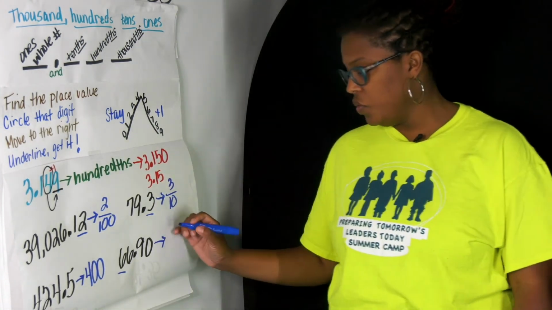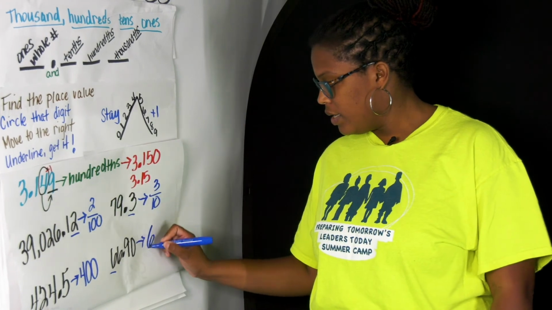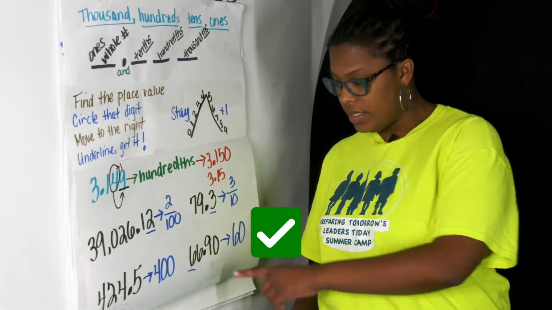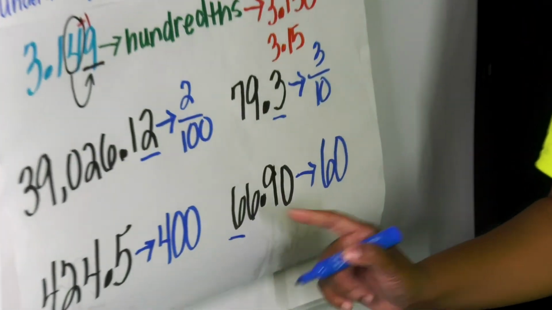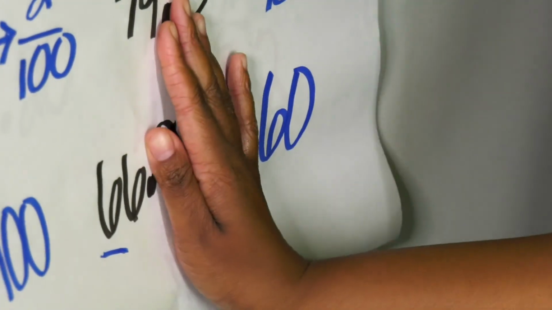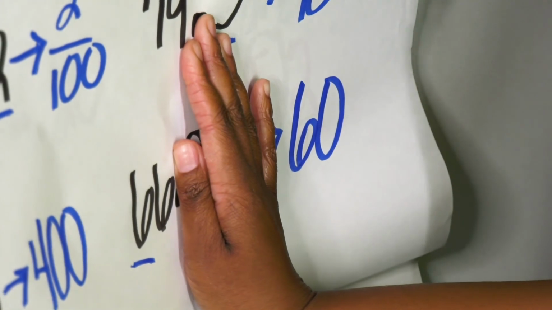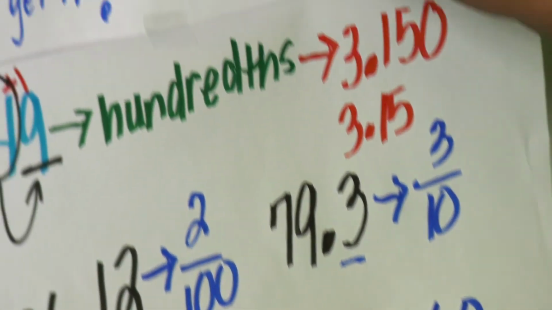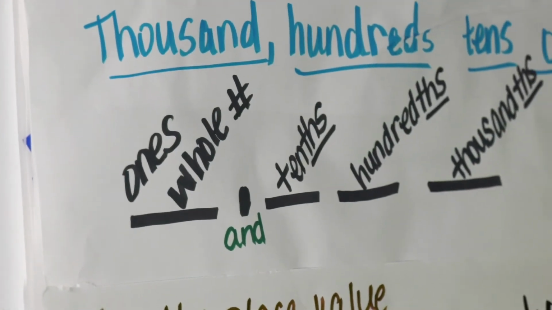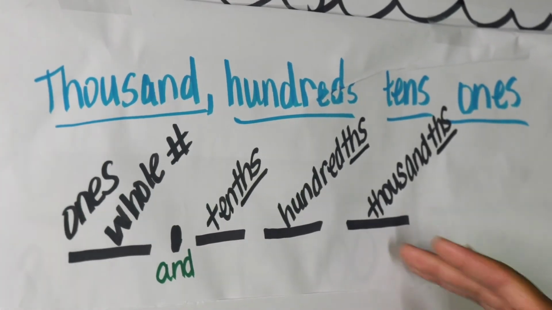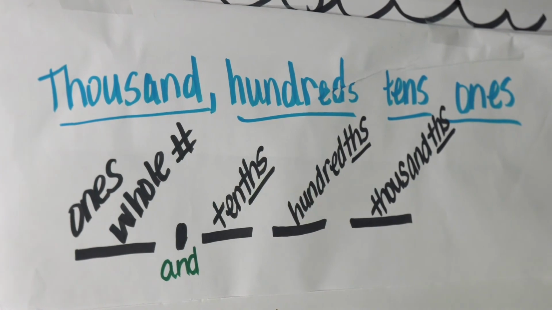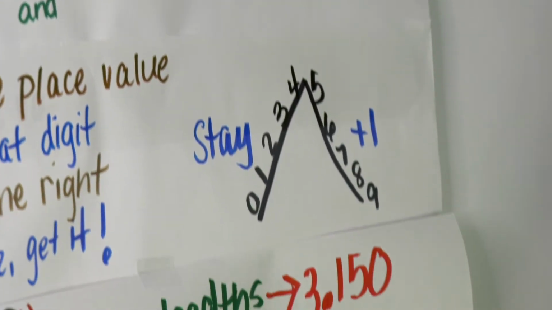All right, so you should have come up with 60 because it is in the tens place. This 6 is in the tens place. So if you remember the numbers before the decimal, this was our place value chart up here in blue. The numbers after the decimal, this is our place value chart here. So this was 6 tens.